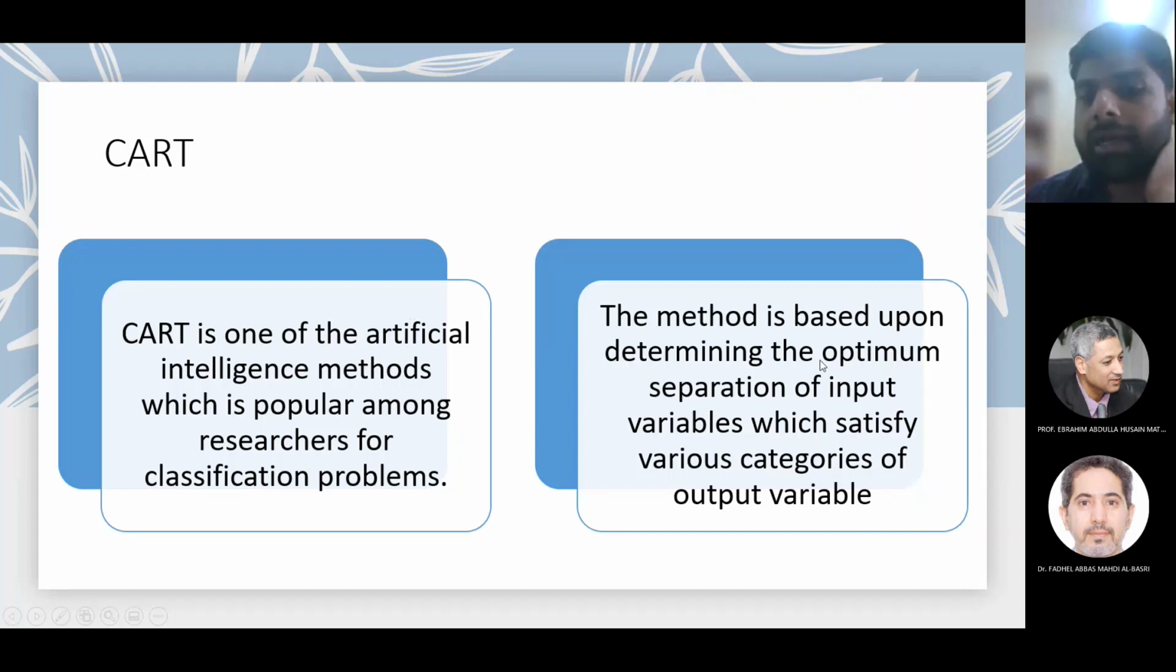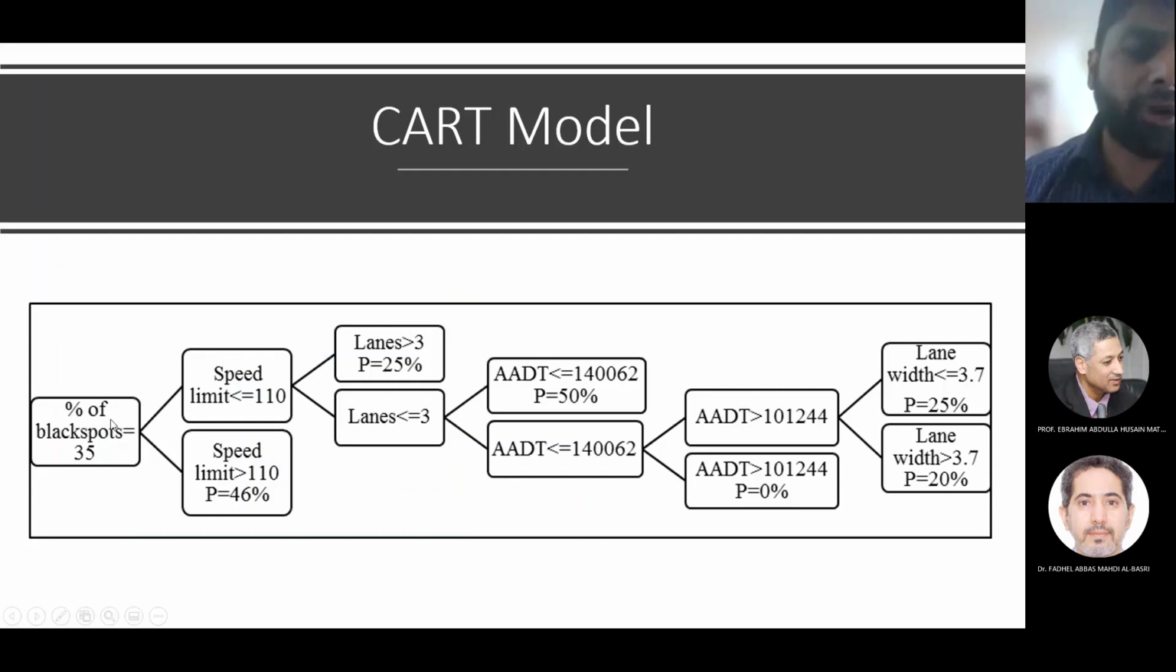Okay, and this is the problem which we have used it for in this study. This method is based upon finding the optimum separation between two classes of a variable, which can satisfy the given criteria, and it tries to separate the variables belonging to a particular category. So the main working of the model is to have an optimum separation of the independent variables according to the classes of the dependent variable. You can find more details in the paper and online. This is the CART model which we developed for our study.